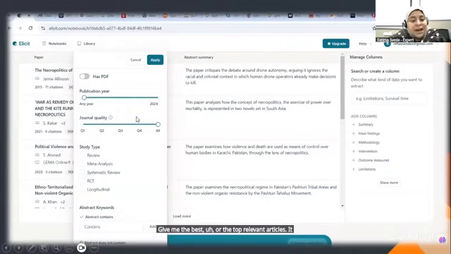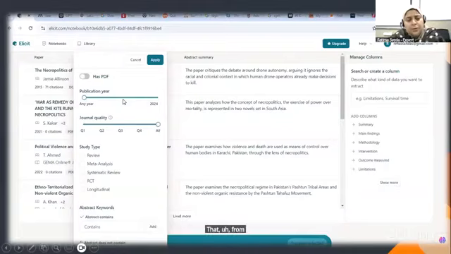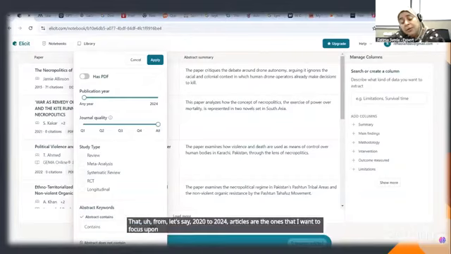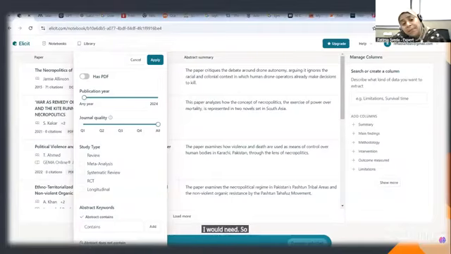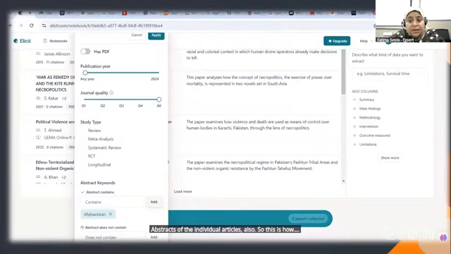It can further refine my research. It gives me this option that I can choose from the publication year. Either I can say any year, or I can say that from, let's say, 2020 to 2024, articles are the ones that I want to focus upon. So it will give me those articles. Then I want to say that only Q1 or Q2 articles are the ones that I would need. And then there are other options also. So the prompt is also a very refined one, and it gives you the summaries of the abstracts of the individual articles also. So this is how we go about it.